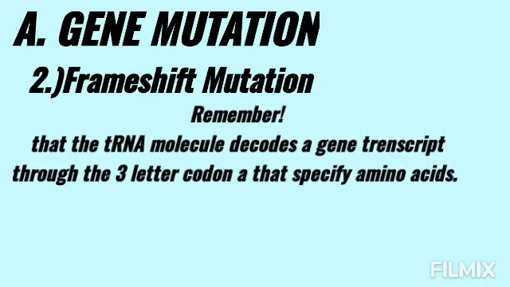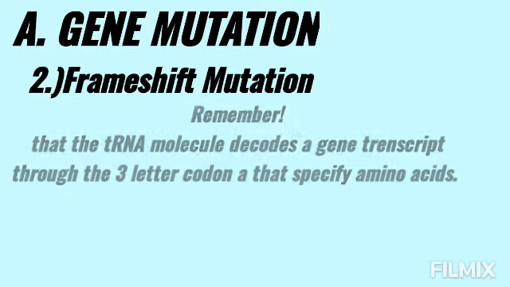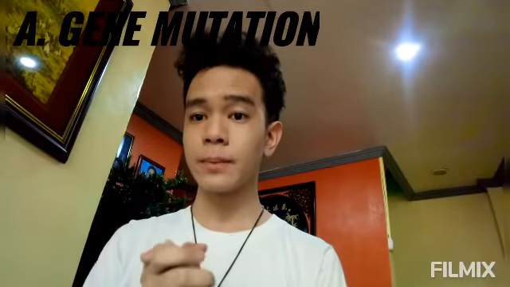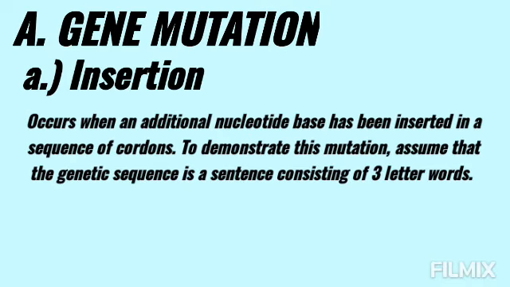Remember that the tRNA molecule decodes a gene transcript through the 3-letter codons that specify amino acids. When one letter is removed or added, the sequence changes and the molecule may translate the code into a different amino acid. Frameshift mutation can happen in two ways. Letter A. Insertion occurs when an additional nucleotide base has been inserted in a sequence of codons.